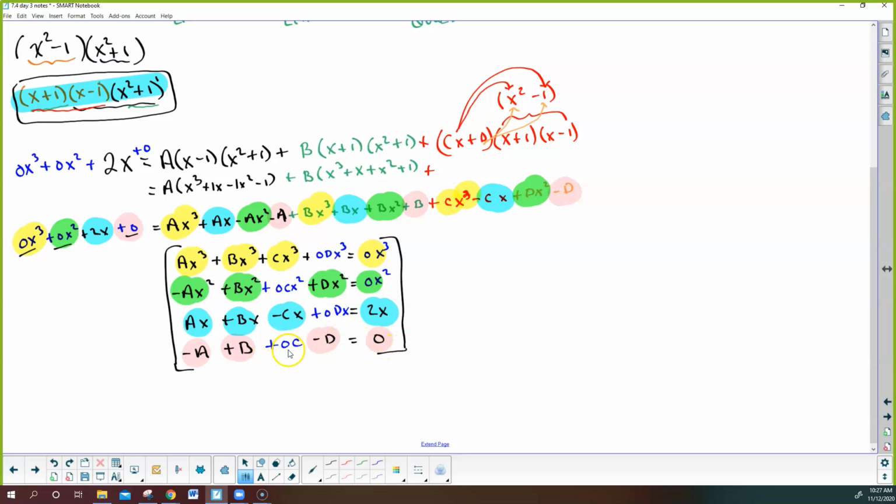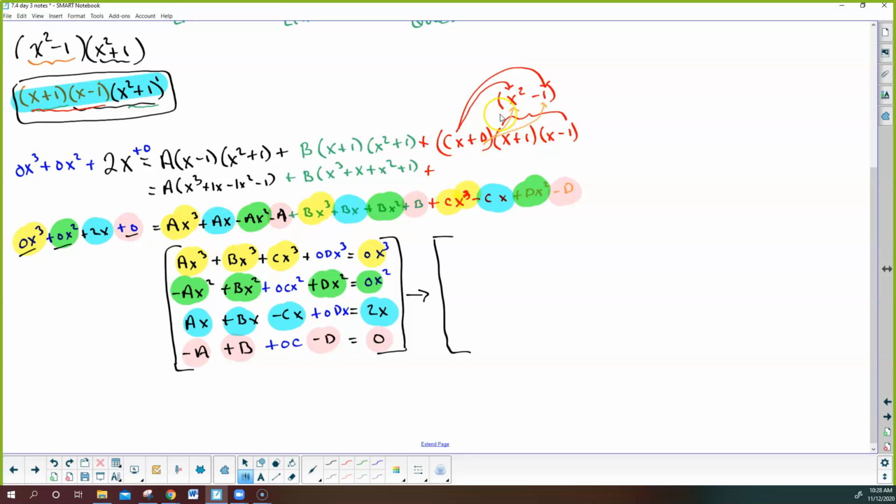And notice there wasn't a c value, so I put 0 times c. But that all is just so we can get our correct matrix. Now, if you are really good, you could probably skip this step, but there's a lot of errors that students make.